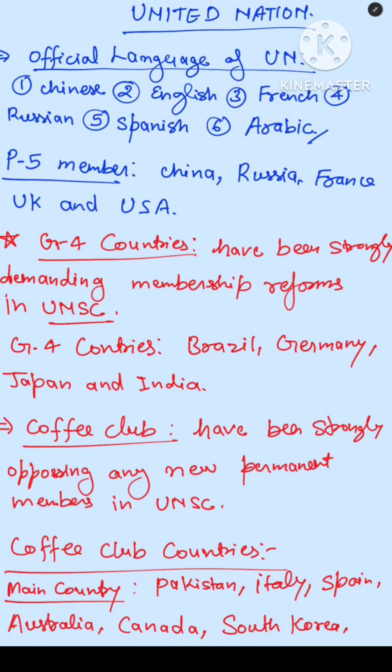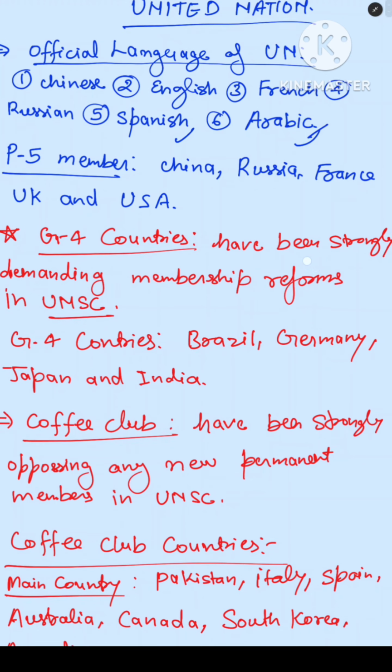Then France is also a permanent member of the United Nations Security Council, so French would also be one of the official languages, and China is also a permanent member, so Chinese would also be an official language of the United Nations. Then two more languages come in the official languages of the United Nations. One is Spanish and another is Arabic. These two we have to remember, and the other four we can easily remember through the P5 country members.